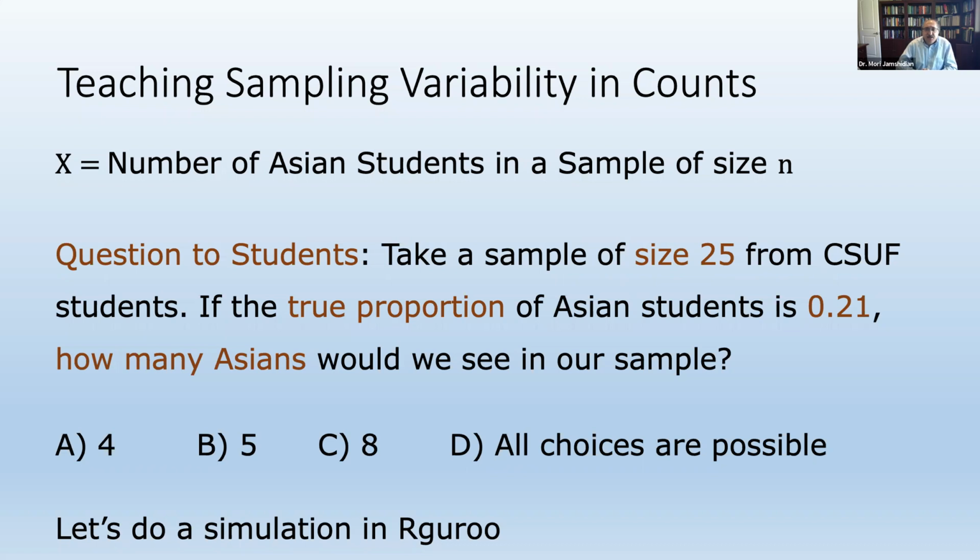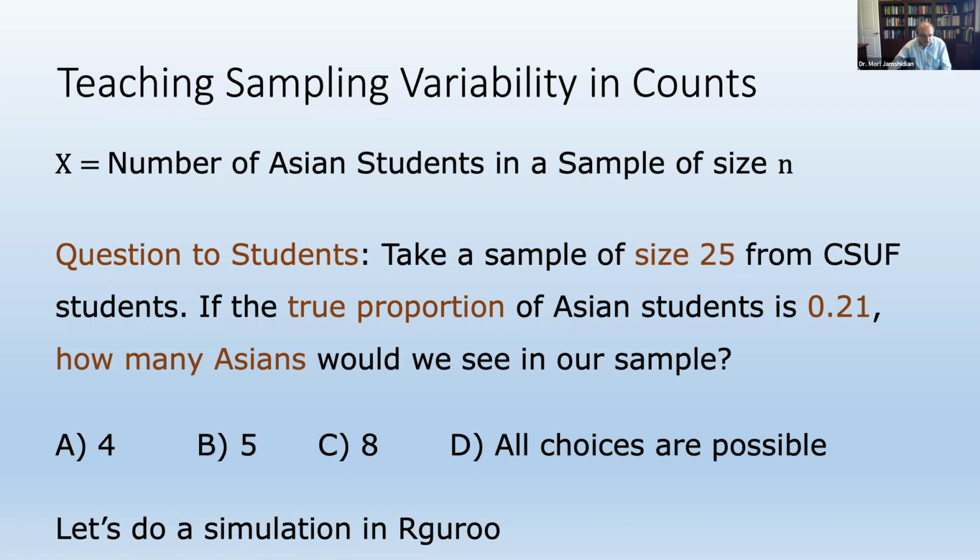Suppose that I take a sample of size 25, a random sample from Cal State Fullerton students. If in fact the true proportion of Asian students is 21%, how many Asian students would I expect to see in my sample? Would I see 4? Would I see 5? Would I see 8? Or are all choices possible? A little discussion would go on here about the possible choices. Of course, the true answer here is D, all choices are possible. But instead of giving them the answer, I'm going to do a simulation in Rguroo.